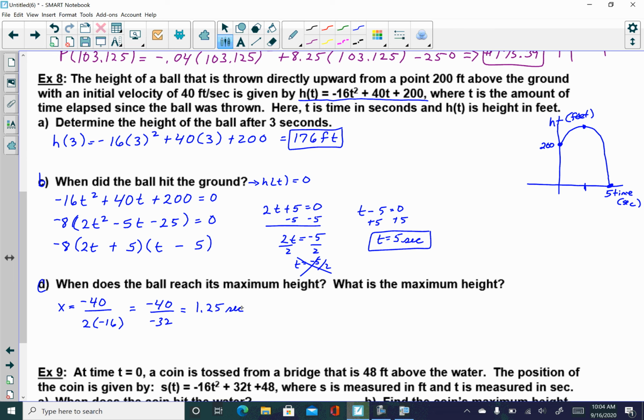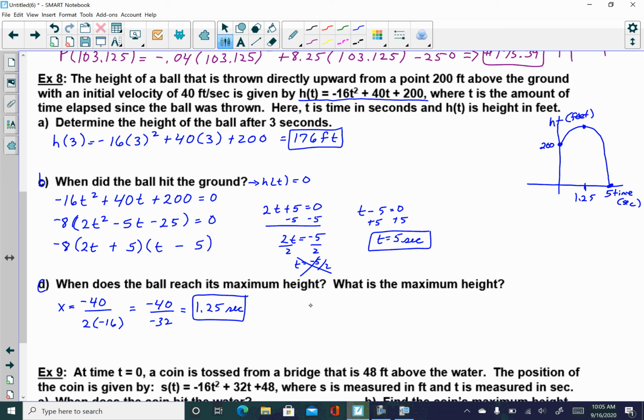So at 1.25 seconds, my picture's a little off here, because it should have gone up. It had more of a velocity to it. Nevertheless, that's my 1.25 seconds the way I've drawn it. At 1.25 seconds, it reaches its maximum height.